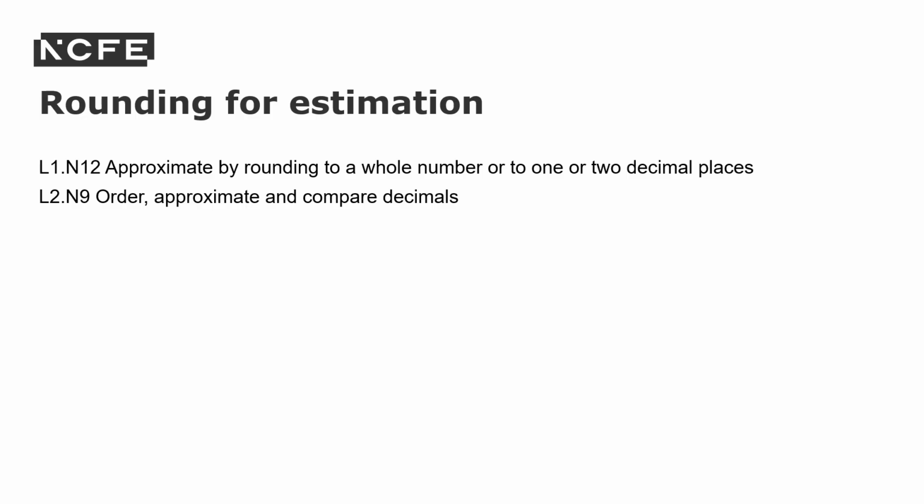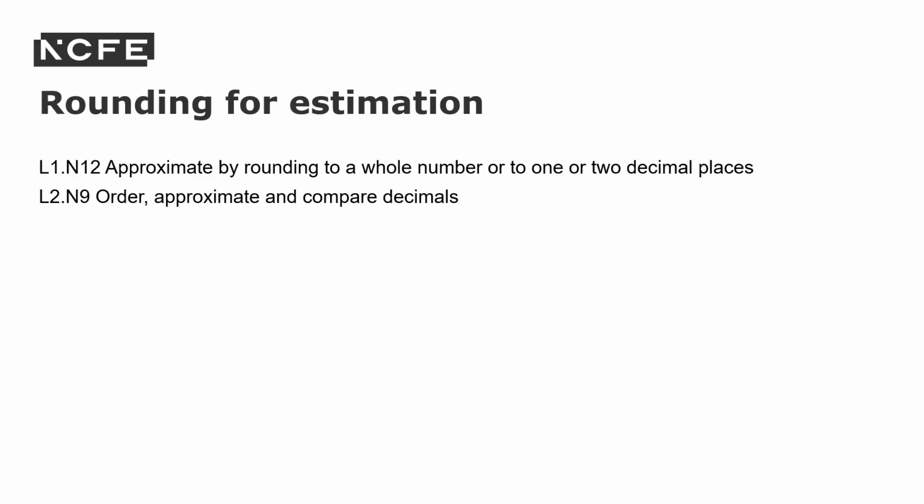At level 1 and level 2, we have subject content statements that are specifically about estimation, rounding for estimation. These are assessed separately to check questions, so they should be covered in your course, and they will help you when it comes to check questions that require estimation. So we're looking at level 1, approximate by rounding to a whole number or to 1 or 2 decimal places. And at level 2, you need to be able to order, approximate, and compare decimals.